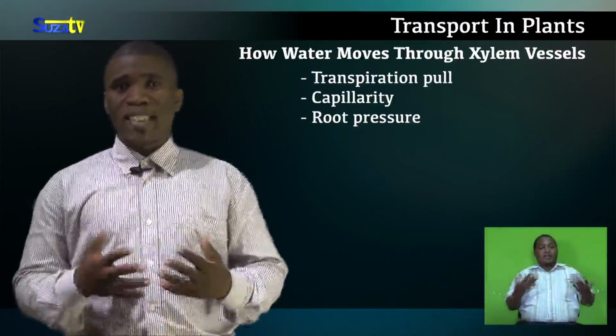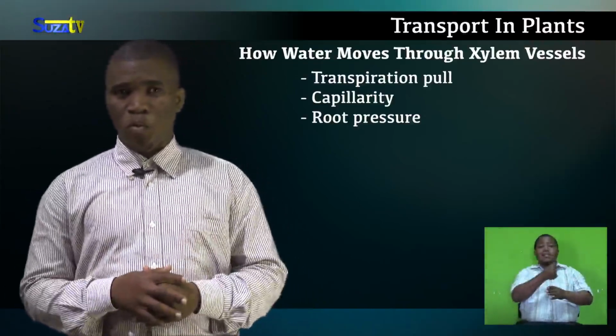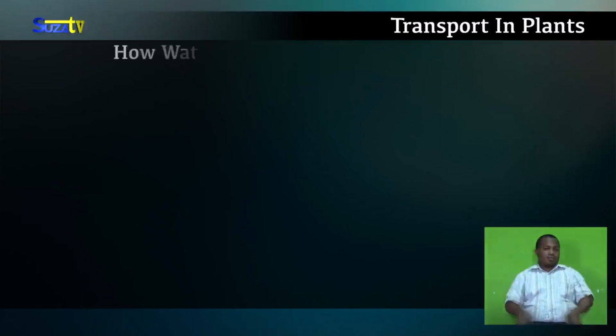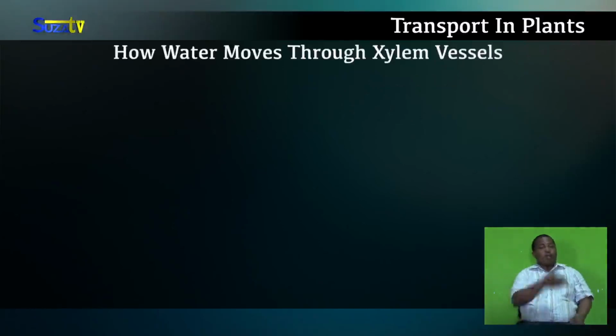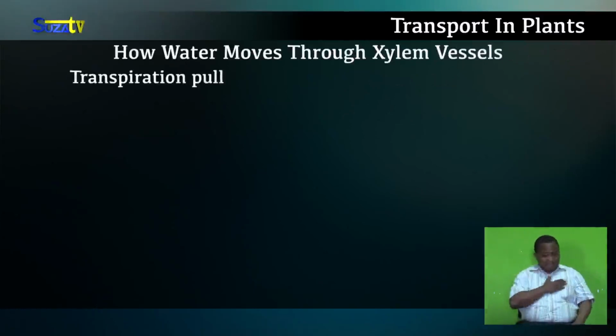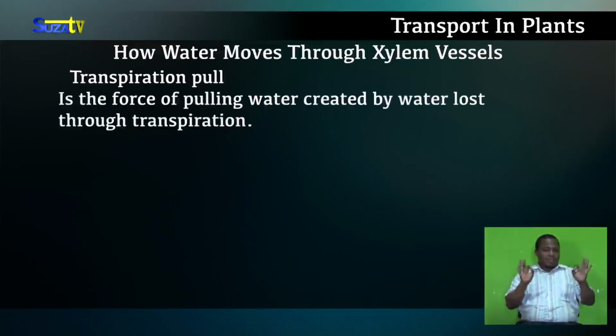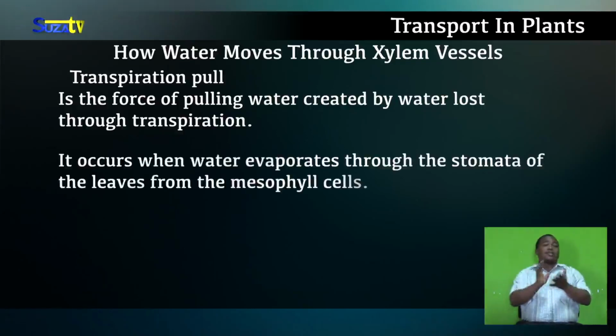Now, let's start with the transpiration pull. My lovely students and other viewers, please tell me the meaning of transpiration pull. It's the force of pulling water created by water loss through transpiration. And it occurs when water evaporates through the stomata of the leaves from the mesophyll cells.